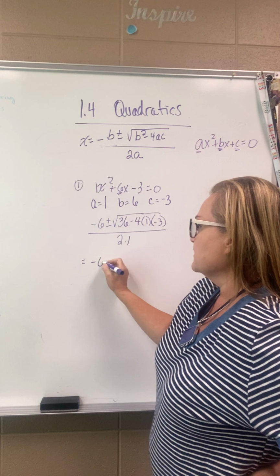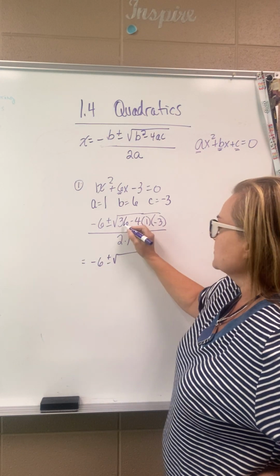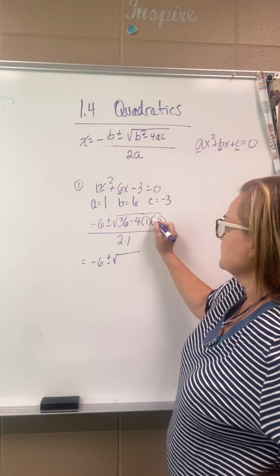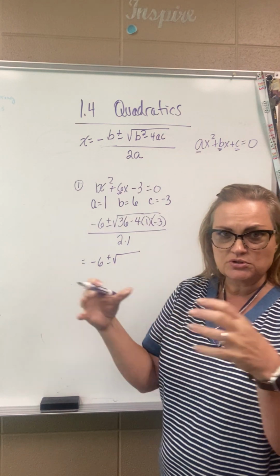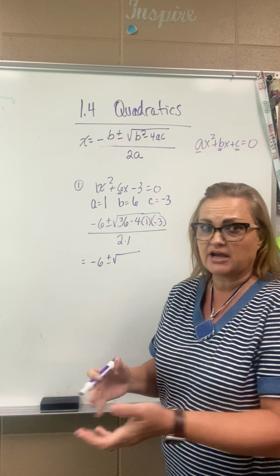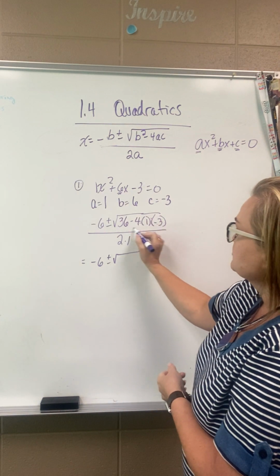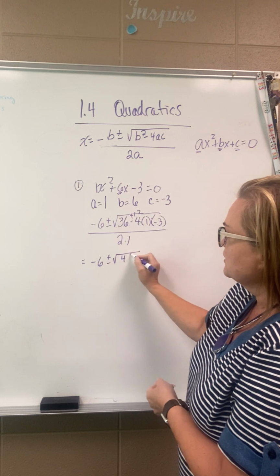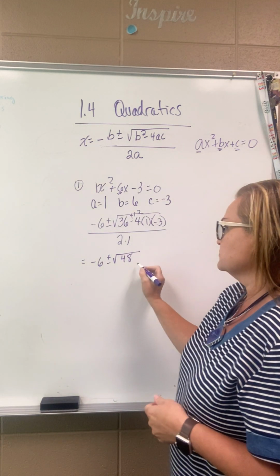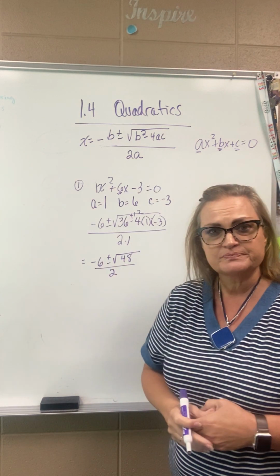Next, I would simplify the radical part. 36 minus 4 times 1 times -3. So you want to multiply those together. Feel free to use your calculator also. That will be a plus 12. So 36 and 12 for a total of 48 under the radical over 2.